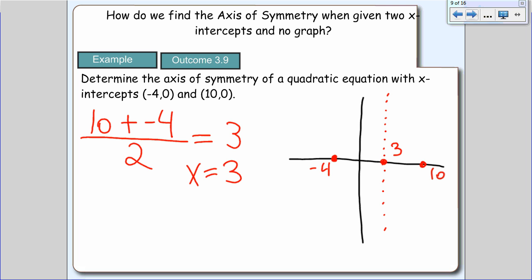That's the answer. X = -3. That's your answer. That's your axis of symmetry. Did I say negative? Oh, I said positive. Negative.